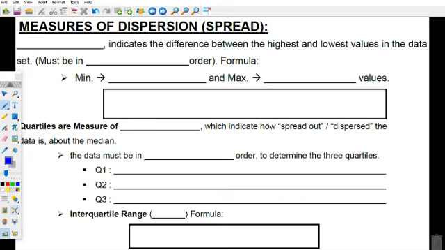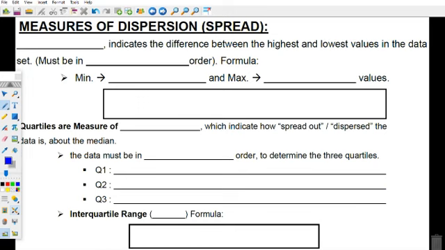So, measures of dispersion, the spread. We're going to start talking about how we find outliers, and there's a spread. So my spread of data. We talked about central tendencies. Now we're going to talk about dispersion, or my spread.